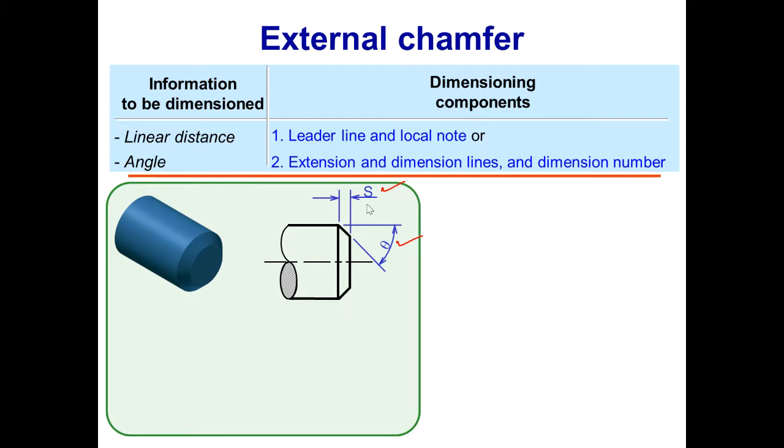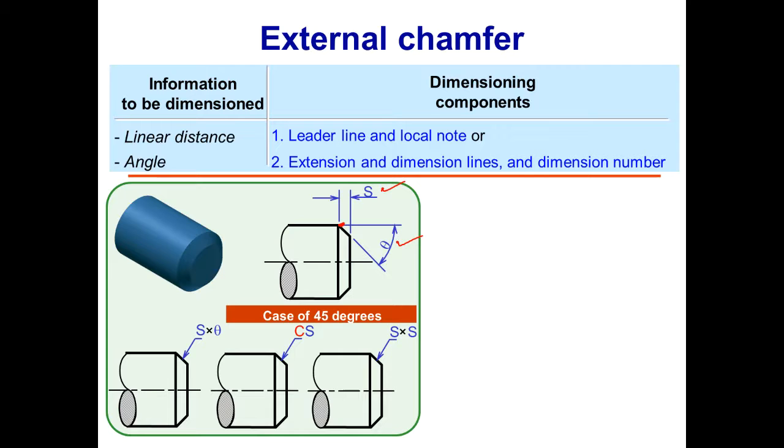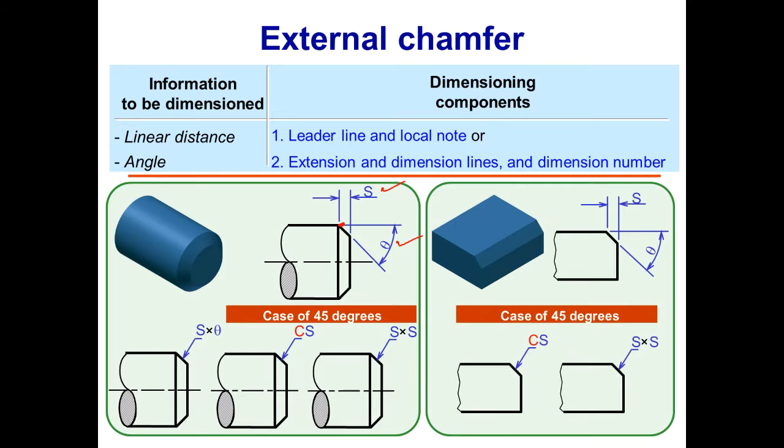What you're using are the extension lines and the dimension lines, and here you're using the circular dimension lines with the vertex of an angle. But you can also write this s and theta in the form of a leader line and just multiply them. This will also give the information about the distance and the angle. But in the case of 45 degrees, you can also present the distance of an external chamfer in this way, measured as s multiplied by s. This is basically the dimensioning of a chamfer of a circular object, and this is the dimensioning of a chamfer for a rectangular object.